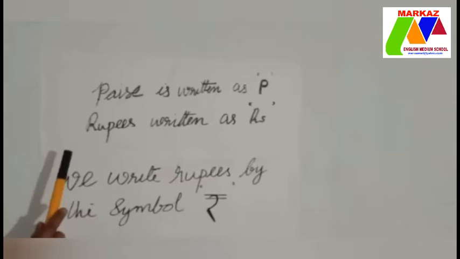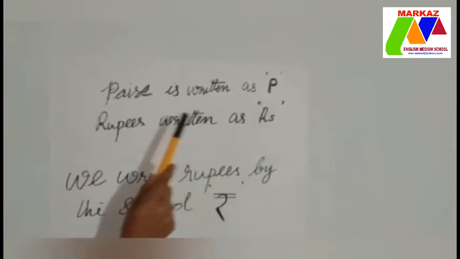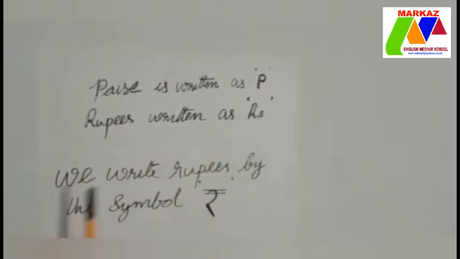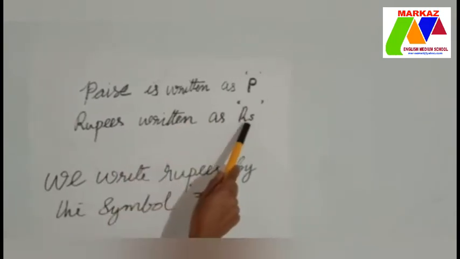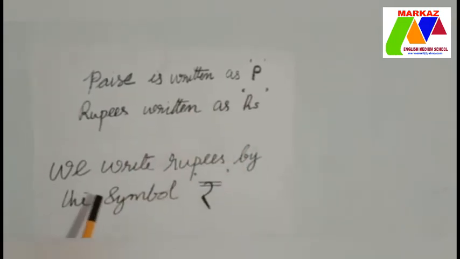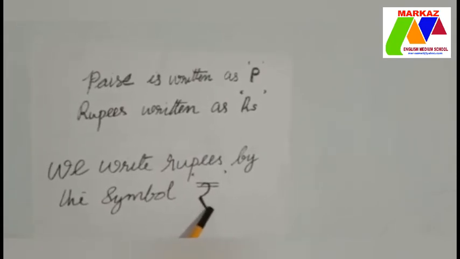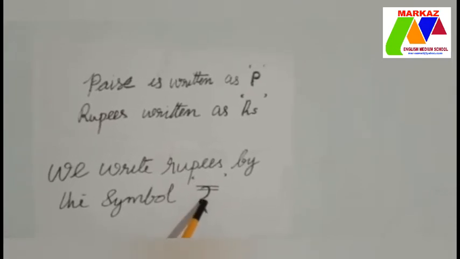We express the Indian money in terms of rupees and paise. Paise is written as P and rupees is written as Rs. We write rupees by the symbol as shown here. This is the symbol for denoting rupees.